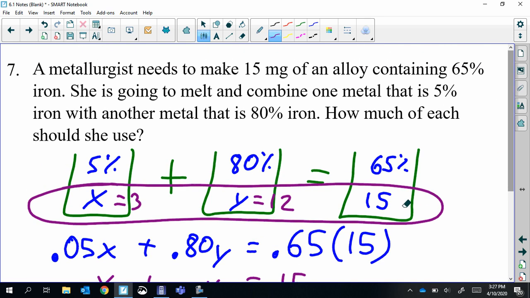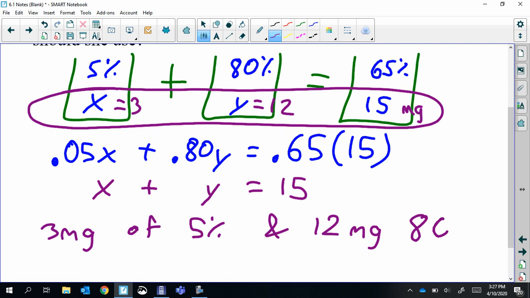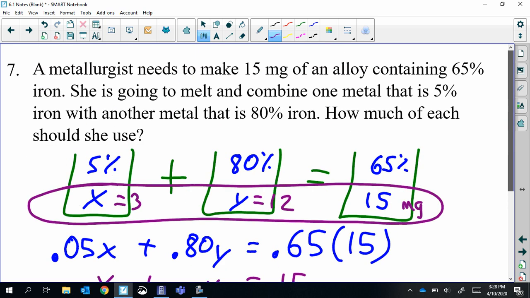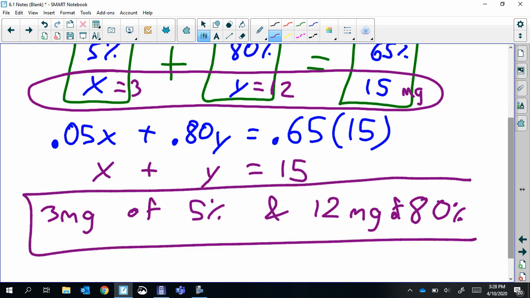So let's look last. This was measured in milligrams. So that means that for the x, that's 3 milligrams of the 5% mixture and 12 milligrams of the 80%. And again, those add up to 15, which makes sense. It's also a lot more of the 80 because our final percentage was closer to the 80%.